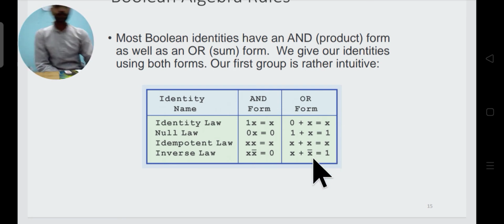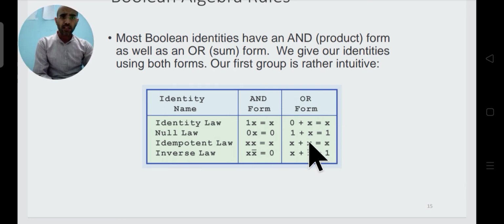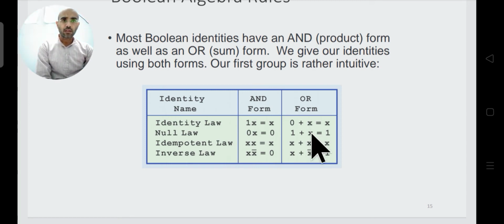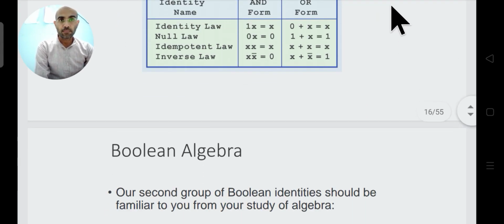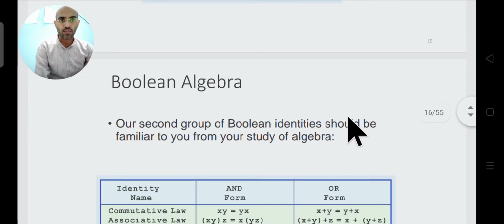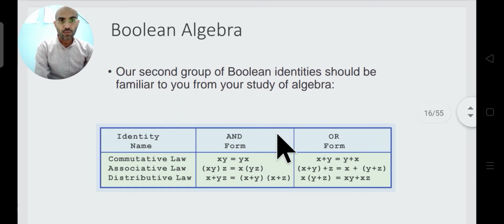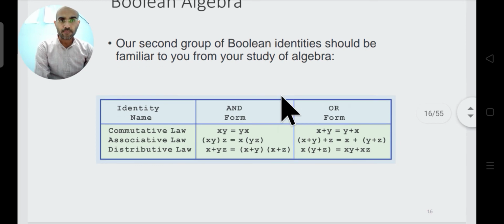The same is true here; you can implement it in OR form. 0 plus x, it will be x. 1 plus x is 1. x plus x, obviously 1 plus 1 or 0 plus 0, will always give you the same, x. And x plus x bar will always give you 1, since taking 0 or 1, or 1 or 0, will be 1. So these are the simple rules. In the next few slides we are going to see other rules.